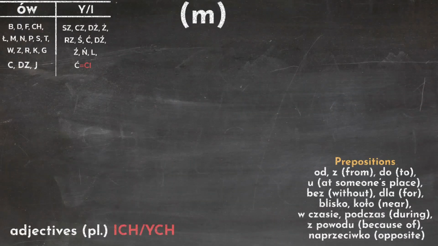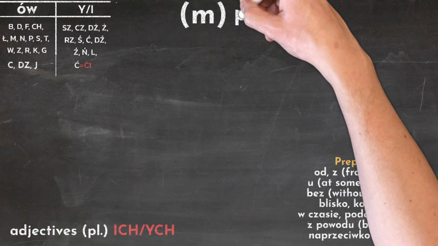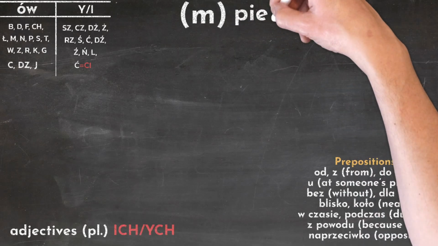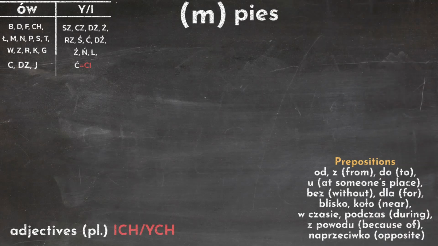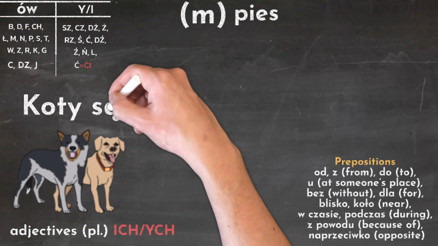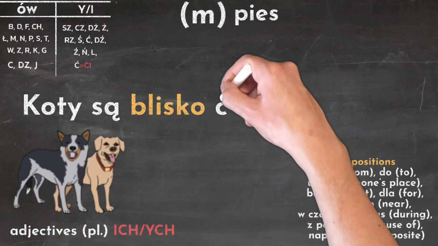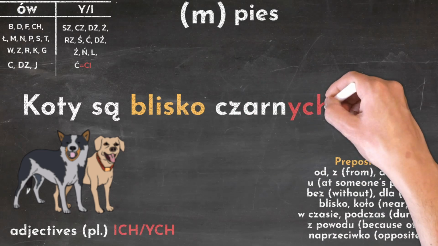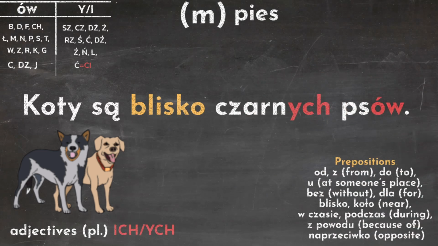Let's look at our next example. Let's focus on a masculine noun. Pies becomes psów. Pies ends with a regular looking letter, which is a hard consonant, hence it will take the ending ów. Koty są blisko czarnych psów. Again, when describing a plural noun in the genitive case, we'll apply the ending ich to an adjective.